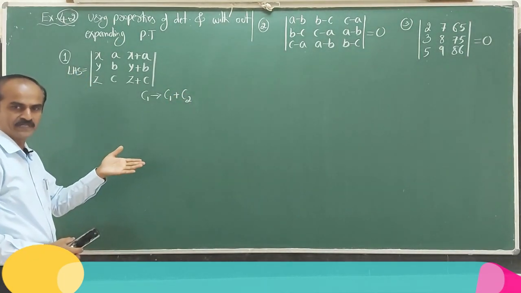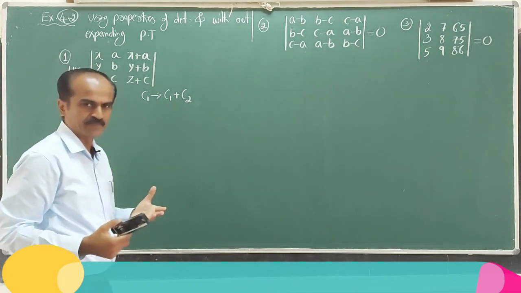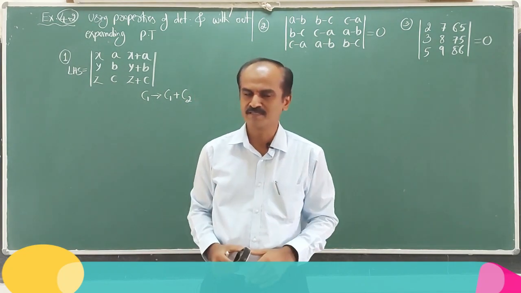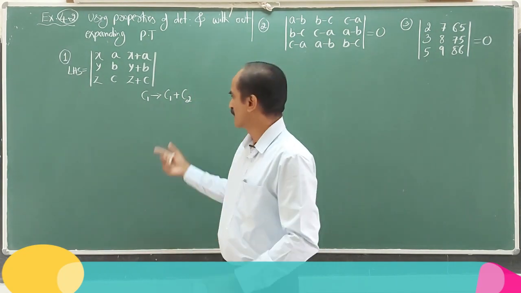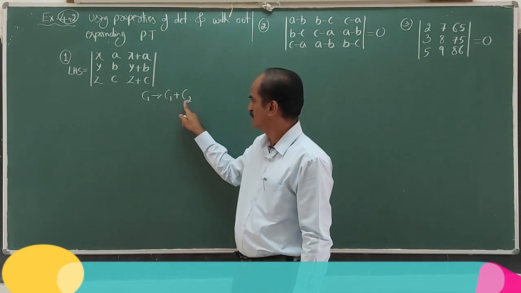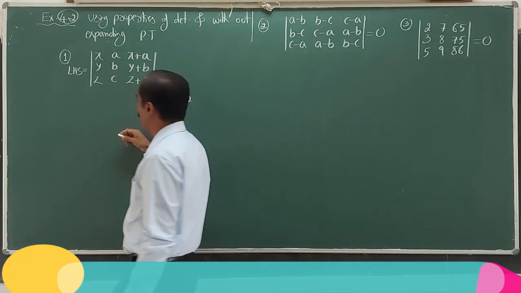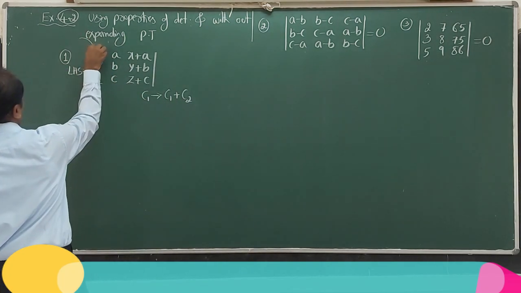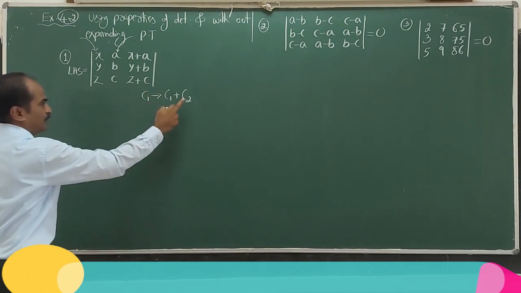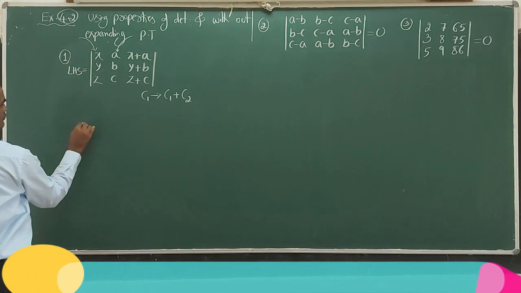A column operation. In the last property, we observed that for a given determinant, if I apply any number of row and column operations, the value of the determinant is unaltered. With that, I am writing this column operation. What does it say? To column 1, you add the respective column 2 elements. That is, I am multiplying the second column by 1 and adding it to the first column.